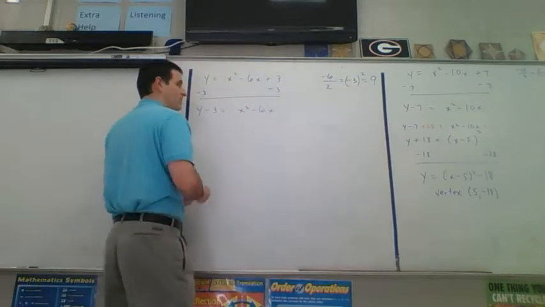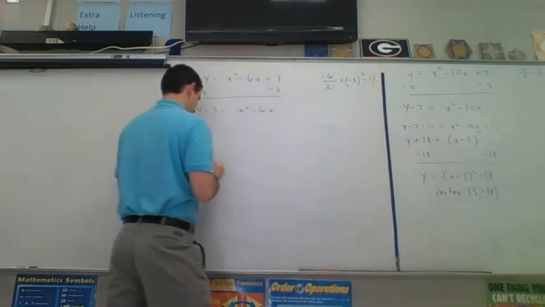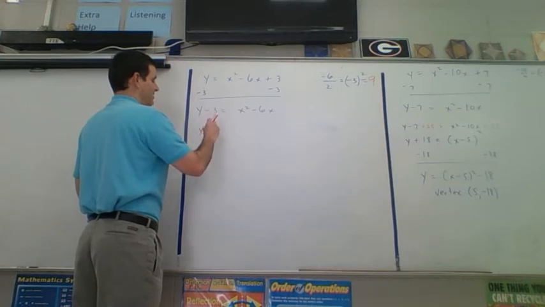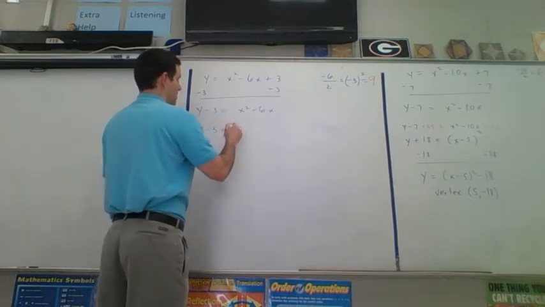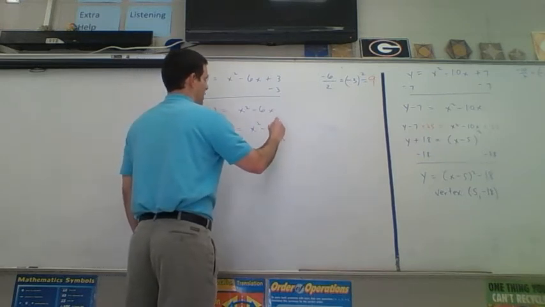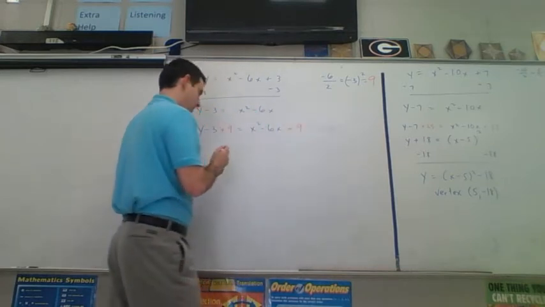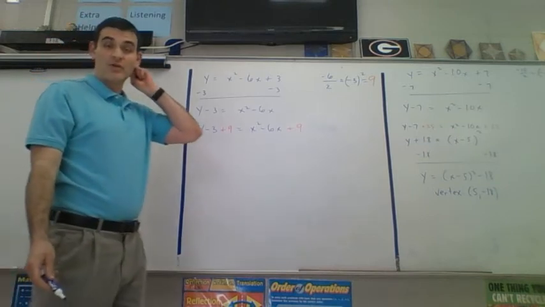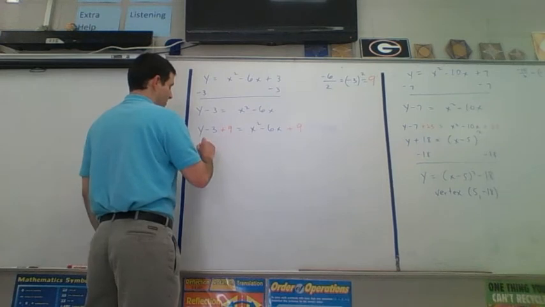Matter of fact, I'm going to color code here to help you. I'll make this red here. I'm going to add that number, that 9, to both sides of the equation. Which is perfectly legal because you can do whatever you want as long as you do it to both sides. So we're going to simplify this to y plus 6.